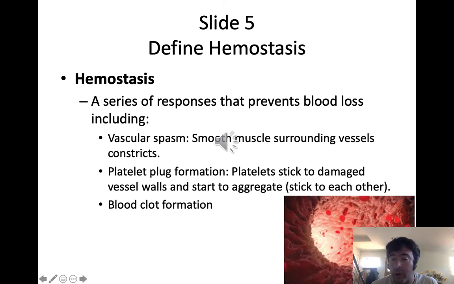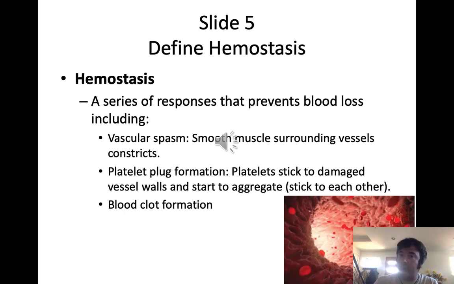smoothly, because you only want blood clots. We see a little blood clot over here when there has been damage to a blood vessel and blood loss is a threat. But you don't want clots to form inappropriately because that can cause its own set of problems. So hemostasis is just a series of responses that prevent blood loss, and they essentially work in a sequential fashion. They start with vascular spasm.